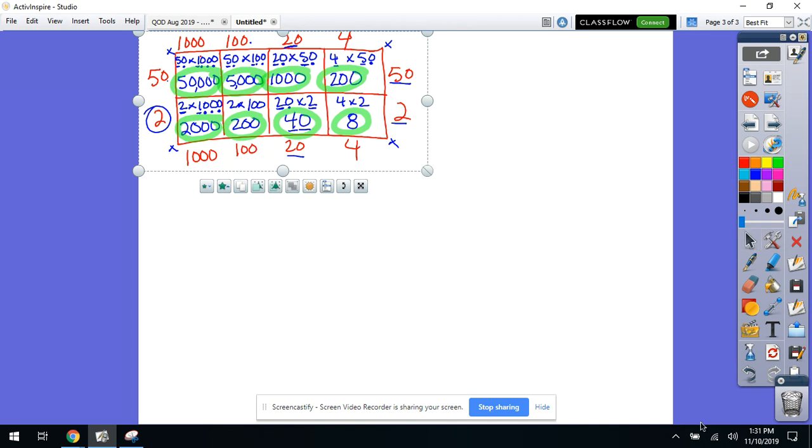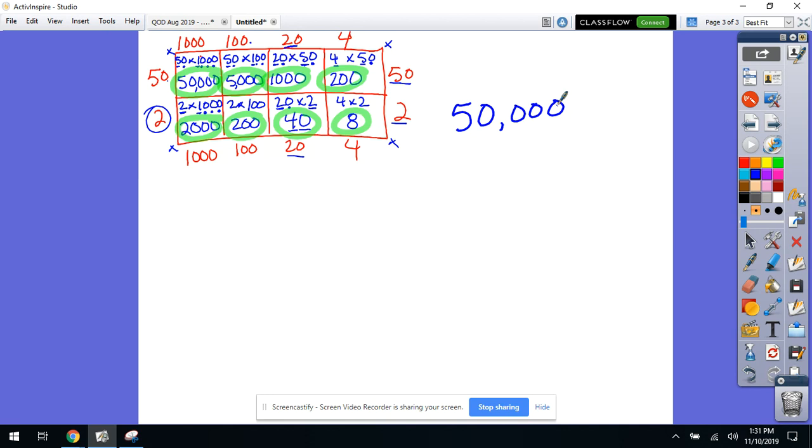Okay. Now, what I'm going to do, when you do this, you have to make sure you line up all of these numbers. All right. First things first, here's the first one, 50,000. Next one over is 5,000. See your comma? Notice how these are all getting lined up. Next we have 1,000. Notice how they're all still lined up. Next we have 200.